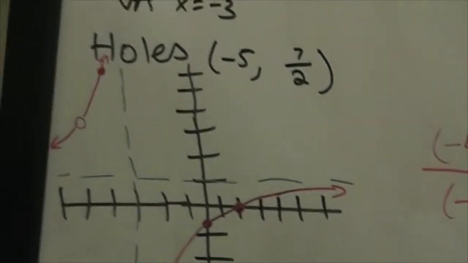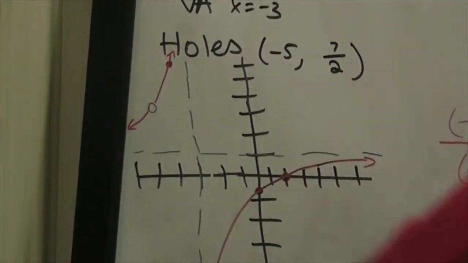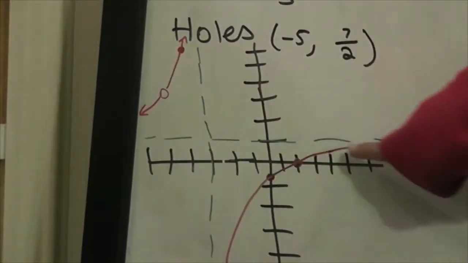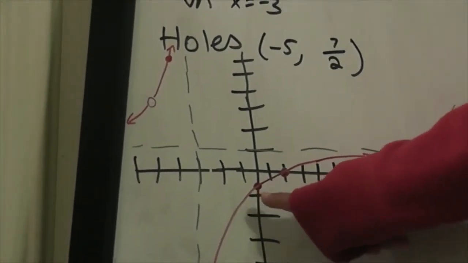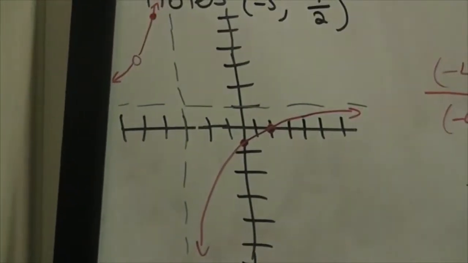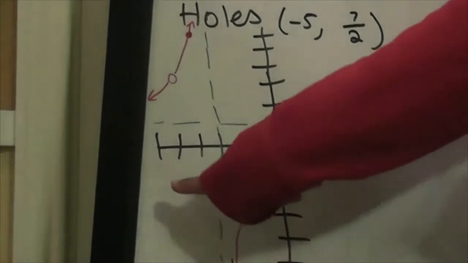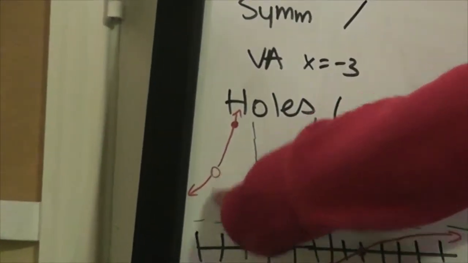So first, your vertical asymptote occurs at x equals negative 3, and your horizontal asymptote occurs at y equals 1. And when you plug in the points (0, -2/3) and (2, 0), you get a line that looks kind of like this. And for your hole, you have one at (-5, 7/2), which is a little above 3. So that's going to occur there.